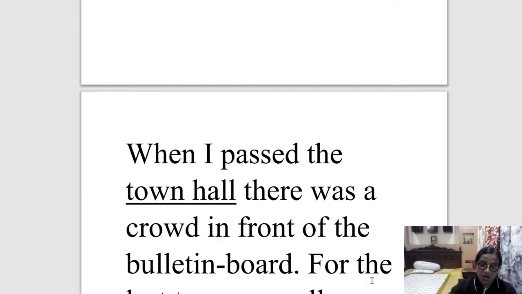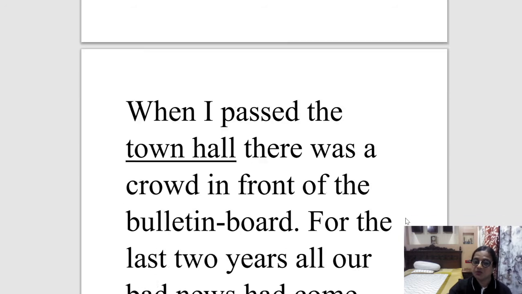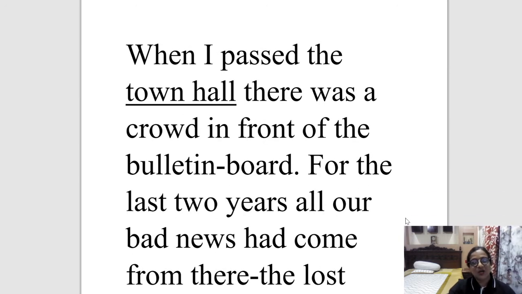When I passed the town hall, now, what is a town hall? The town hall actually is the place where the administration of the town takes place. So, all the administration of the town is done there, all the work of the administration. Now, as Franz was going to school, he was passing the town hall, and there was a crowd in front of the bulletin board. So, what did he see? He saw that there was a crowd, that is, a group of people standing in front of the bulletin board of the town hall.